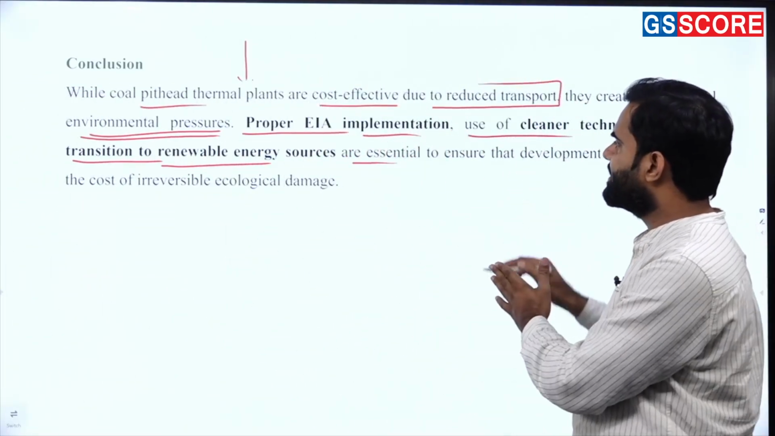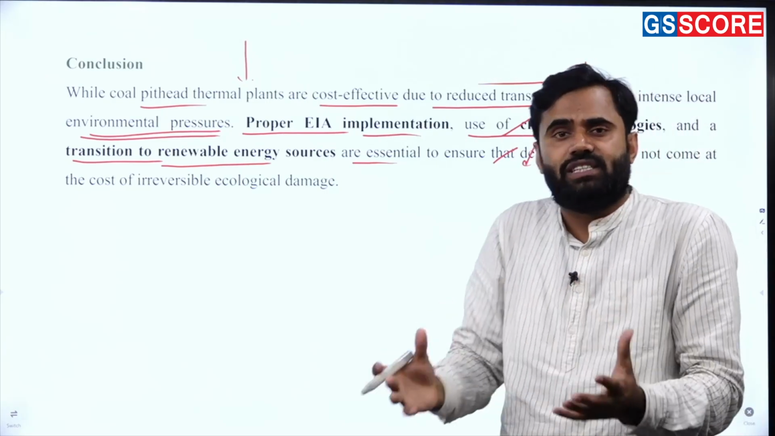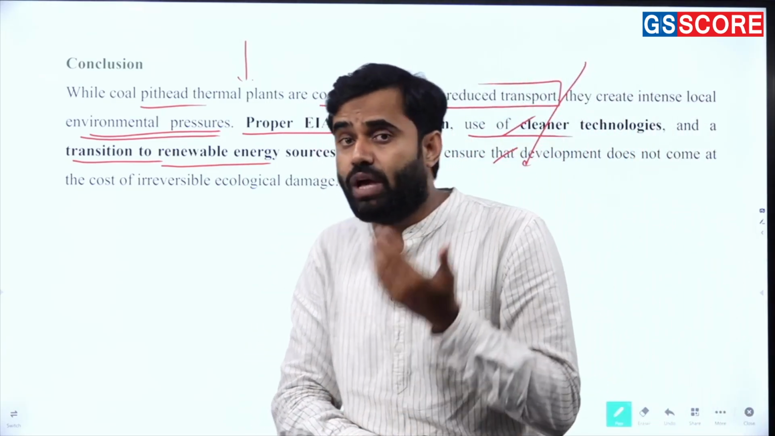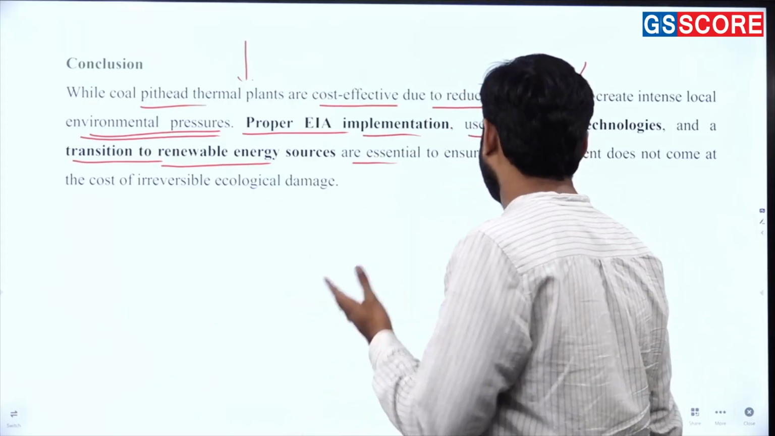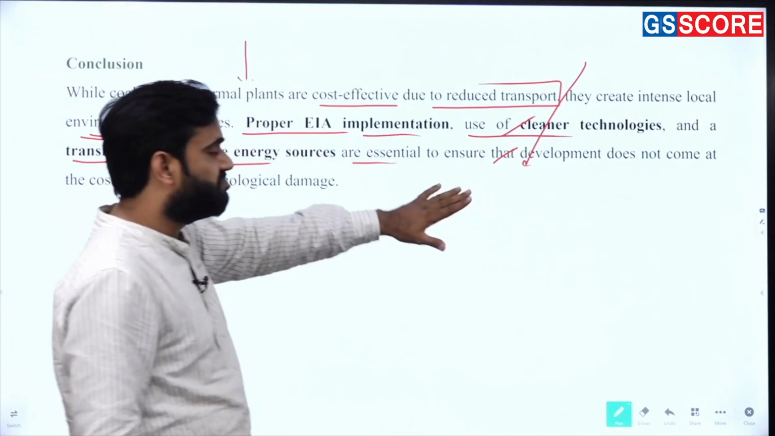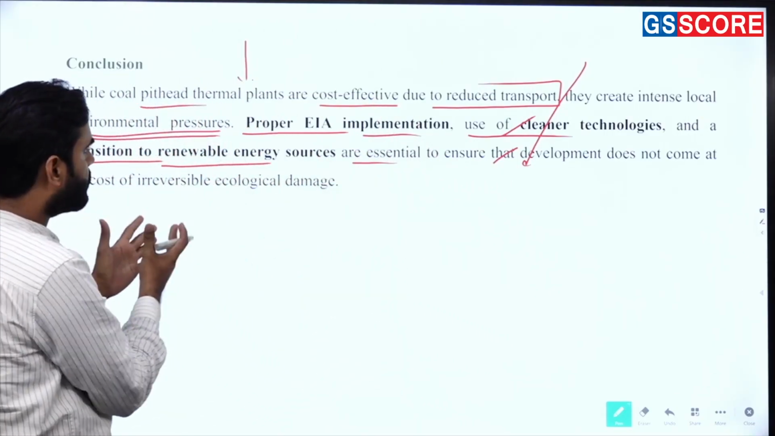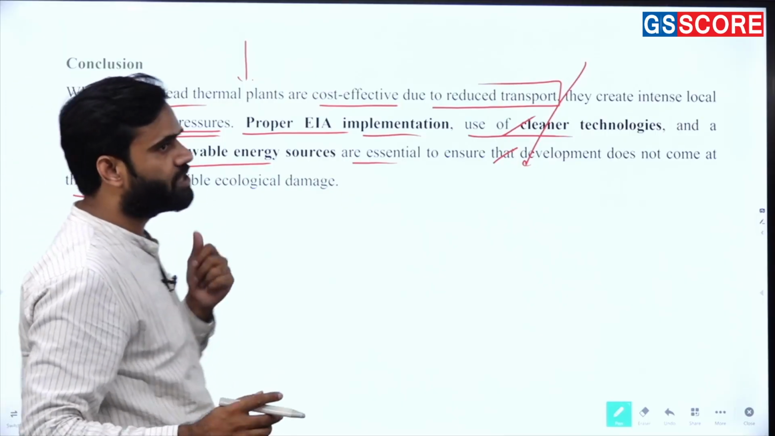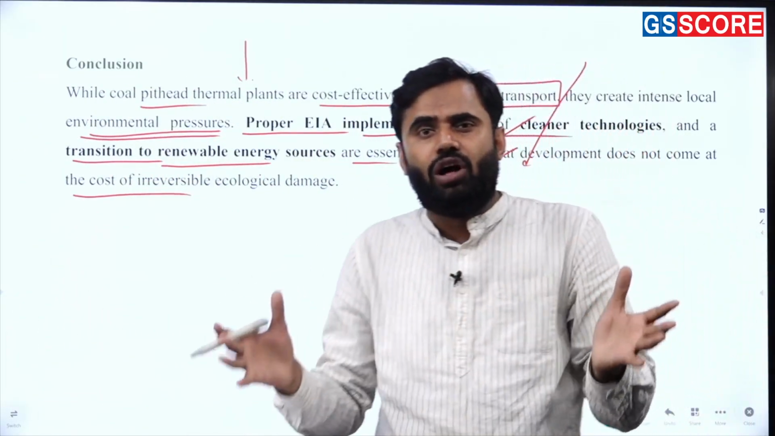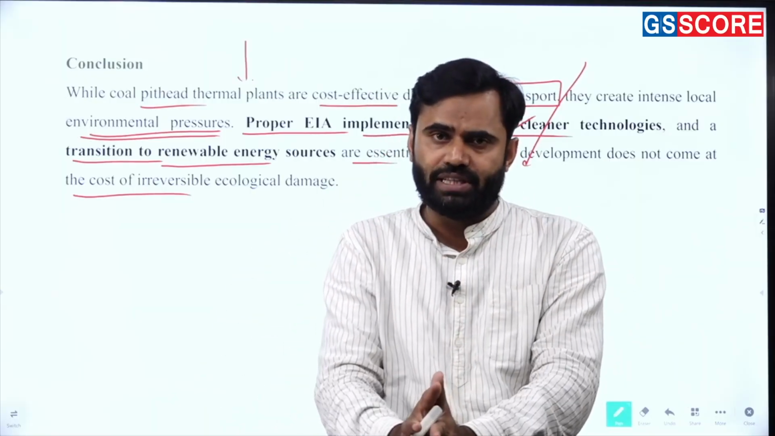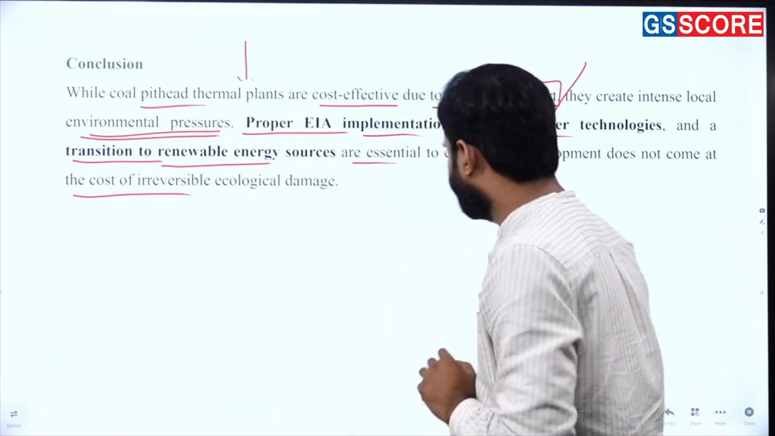So you can easily understand, in the second and third lines I mentioned some important advice and suggestions, और आपको क्या करना चाहिए. You have to choose some kind of technologies, and in the last one I give some kind of challenge or threat: development does not come at the cost of irreversible ecological damages. Getting my points? On the basis of all these things, I concluded my conclusion, and this is the perfect conclusion to get maximum marks.